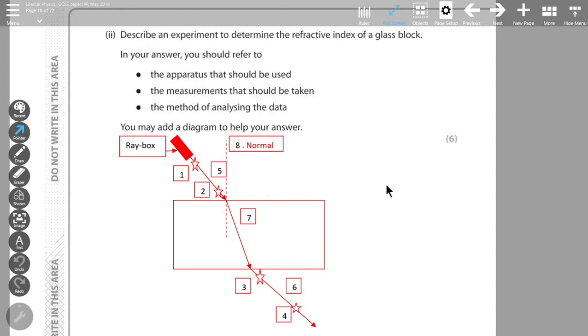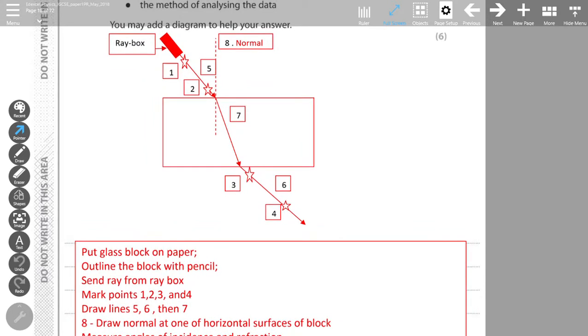So here I have a diagram. We actually need a ray box, nothing else. So we put the glass block on paper and outline it, so draw a line around it with a pencil. Then we put 2 crosses at positions 1, 2, 3, and 4, and draw lines 5 and 6. Then we use these points to draw line 7.